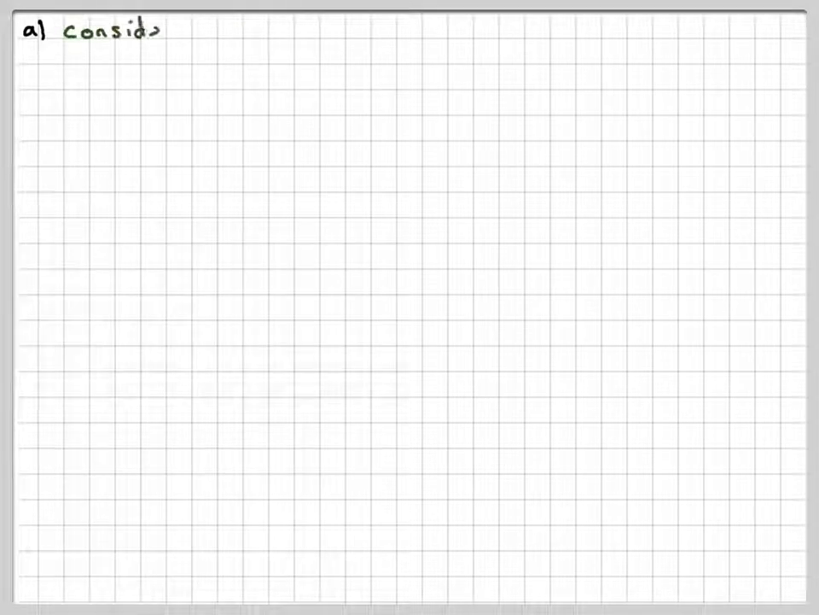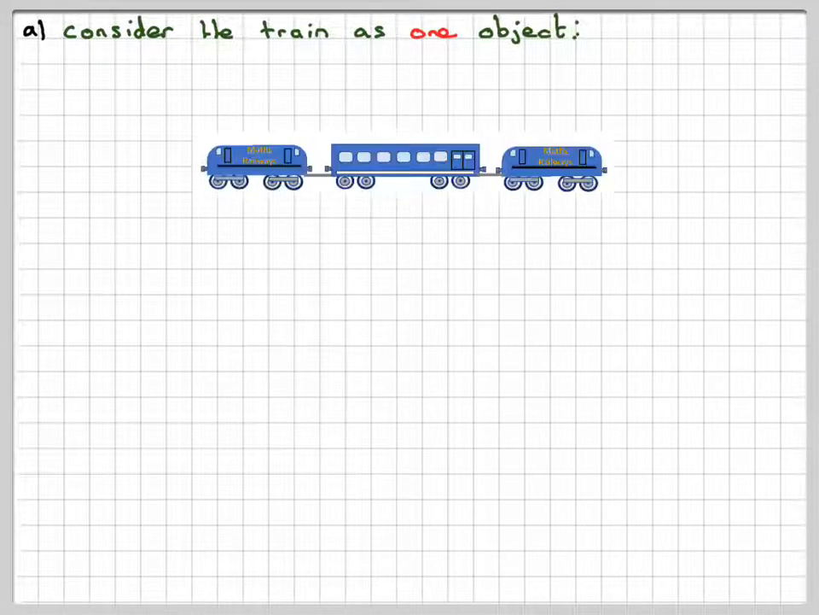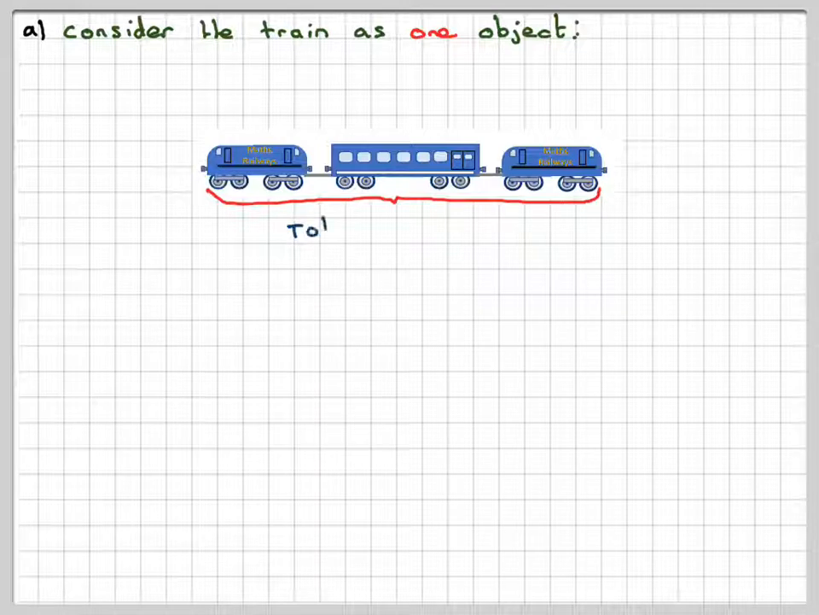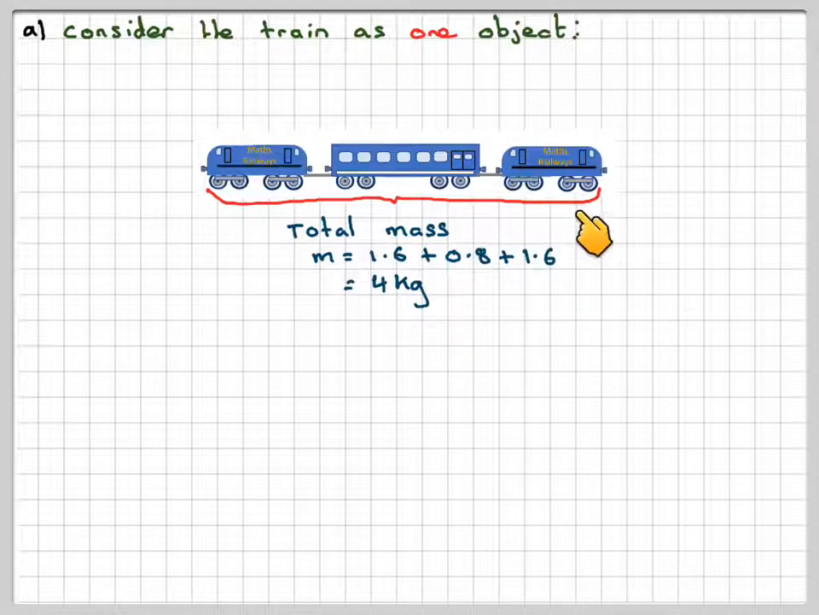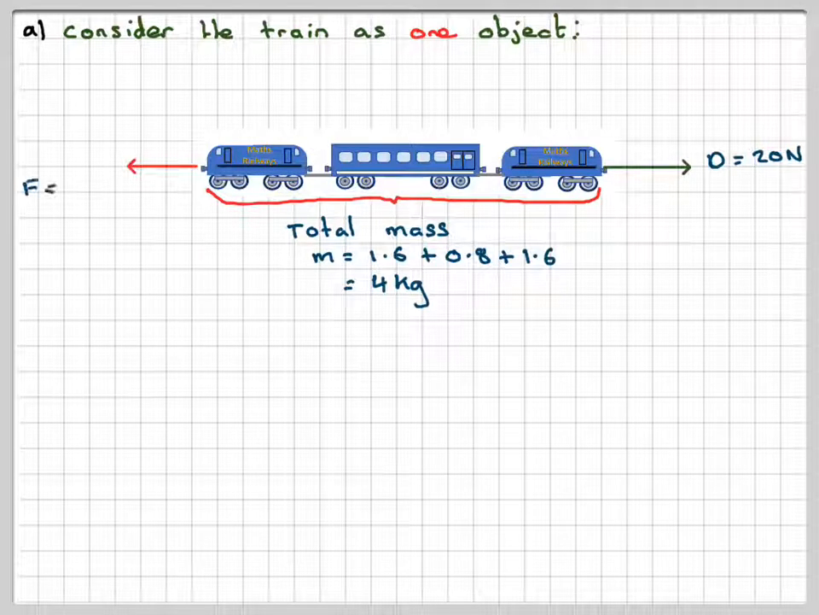Okay, to do the first part, we just keep the train as one object. So here we have the whole train. We just treat it as one object. So the total mass will be 1.6 plus 0.8 plus 1.6, which is 4 kilograms. We've got the driving force, which is 20 newtons, and we've got the total resistance to motion, which is going to be 4 from that one, 4 from that one, and 2 from the middle one. So it's 4 plus 2 plus 4, which is 10 newtons.